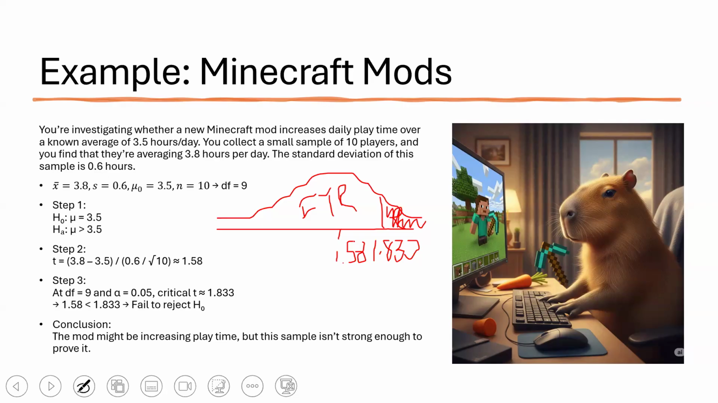If this were a new Apex Legends feature and your beta test squad showed promising playtime bumps, you'd still want a larger sample before making claims in the patch notes.